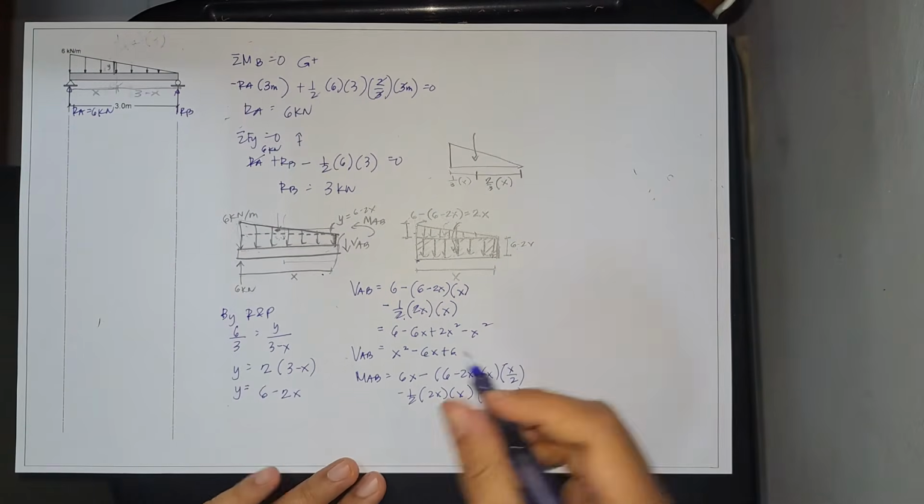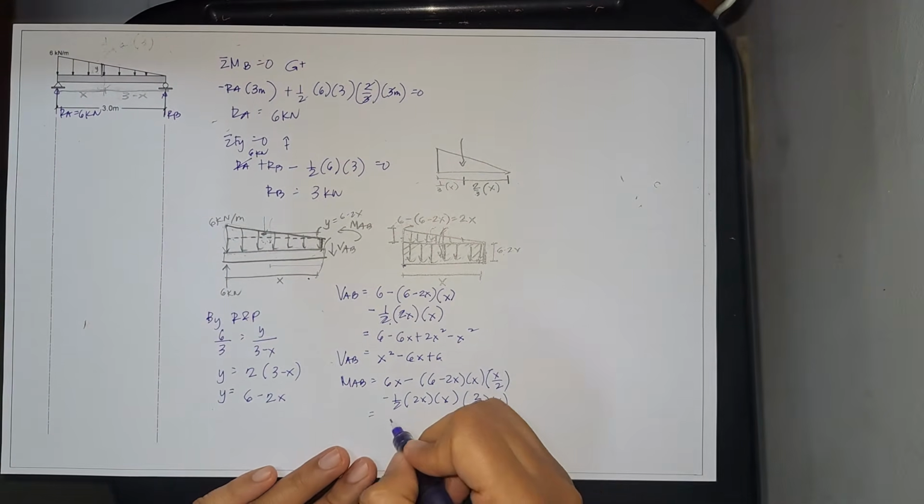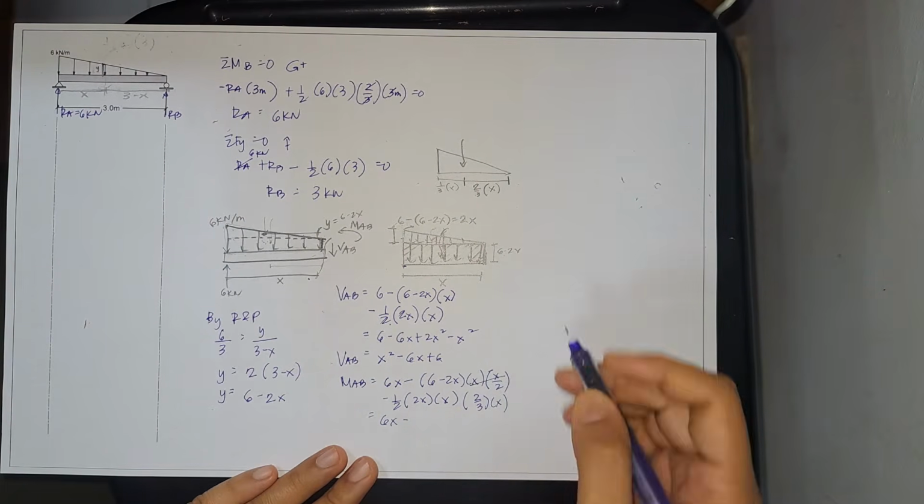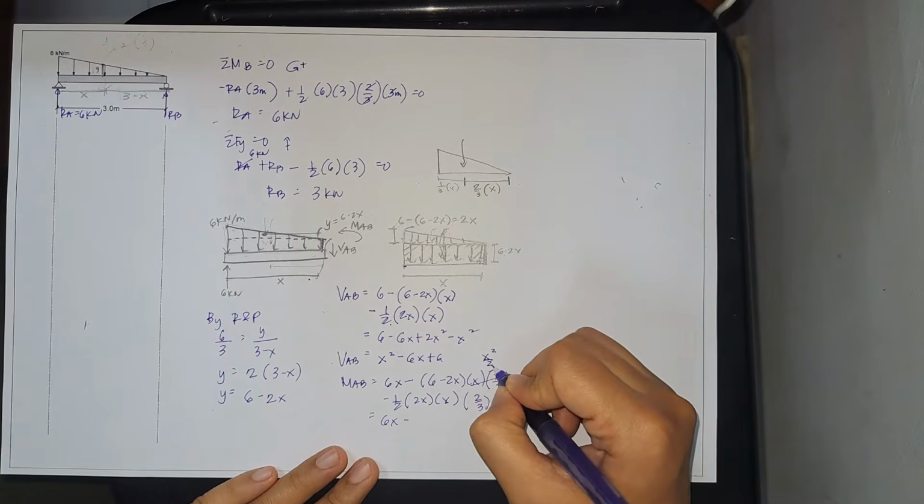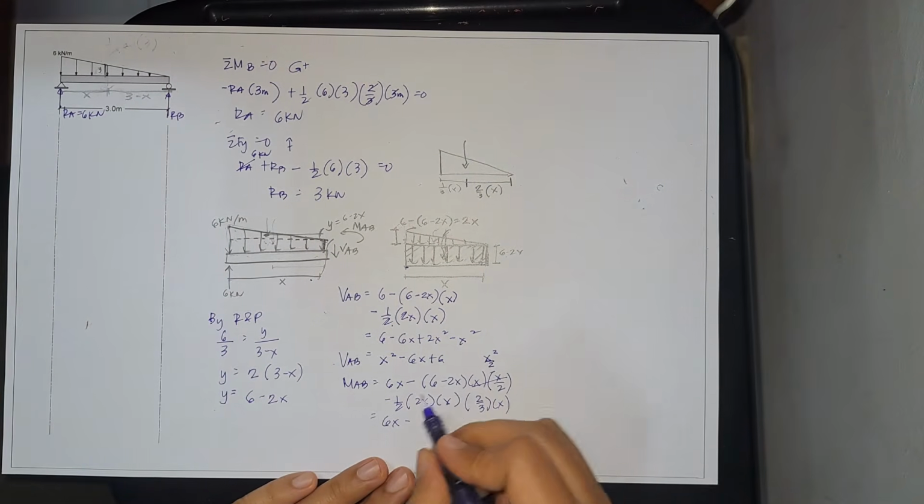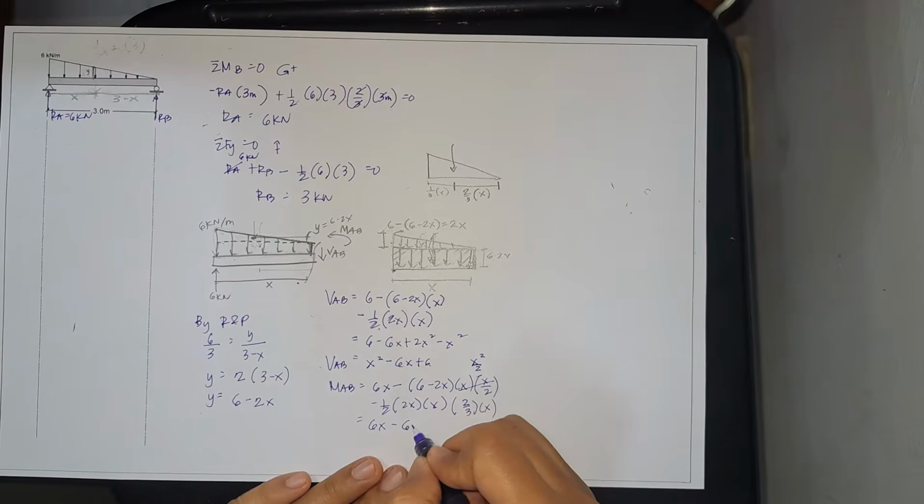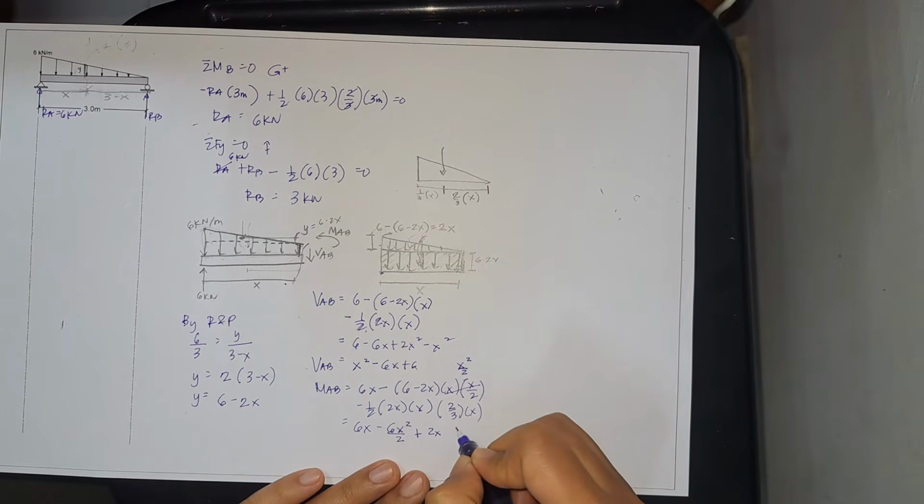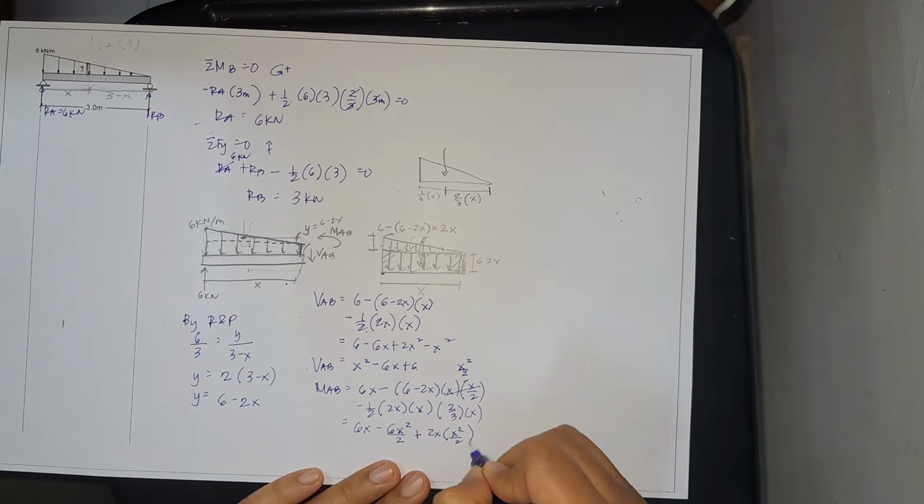Okay? Then, simplify na lang po natin. We have here 6x minus, okay, magiging x squared all over 2 po yan. And then, i-distribute po natin. Minus 6x squared all over 2 plus 2x of x squared all over 2. Tama ba?